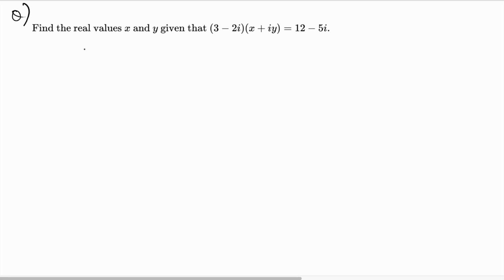For the question given below, they're asking to find the real values x and y, given that (3 minus 2i) into (x plus iy) equals 12 minus 5i. So given that the left hand side equals the right hand side, they're asking us to find the values of x and y. If I have to find values of x and y, that means I need two equations. So to make two equations, I need two conditions.